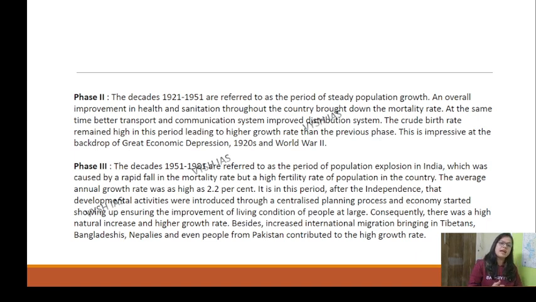The first phase is stagnant, second steady, third population explosion. The negative conditions improved in the first one, got even better in the second one, so it led to the explosion. And migration is also a reason.